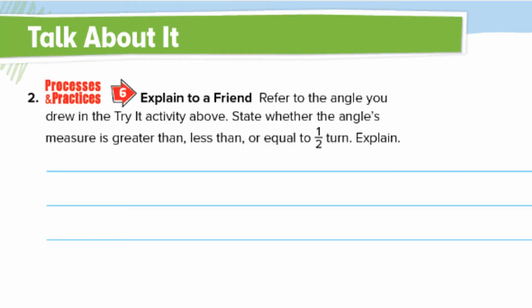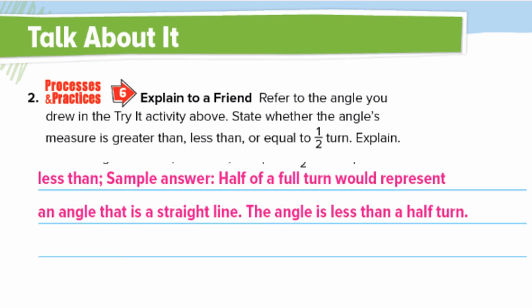Explain to a friend. Refer to the angle you drew in the triad activity above and state whether the angle's measure is greater than, less than, or equal to 1/2. So the triad section, it was less than. Half of a full circle would represent an angle that is a straight line. The angle is less than half a turn.